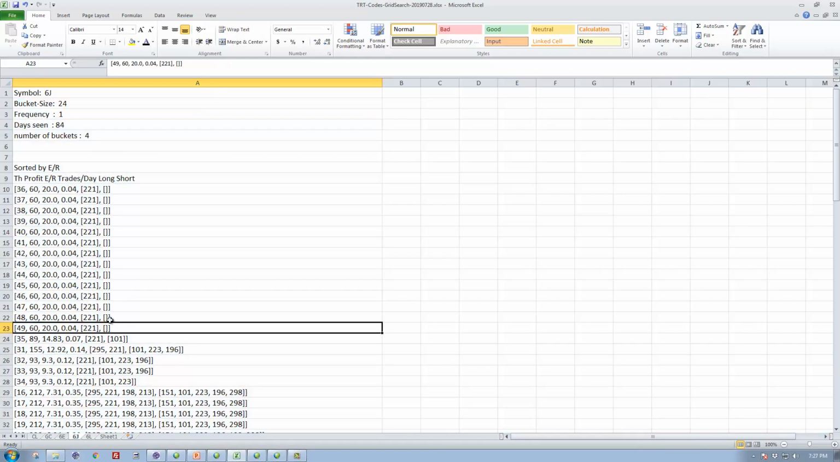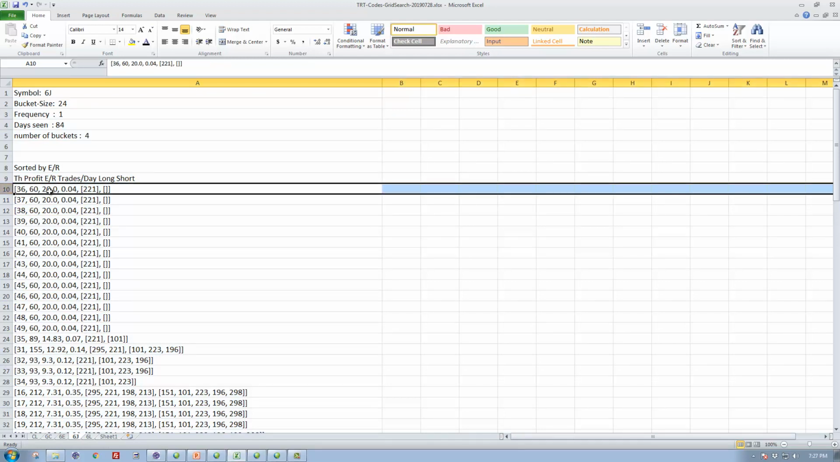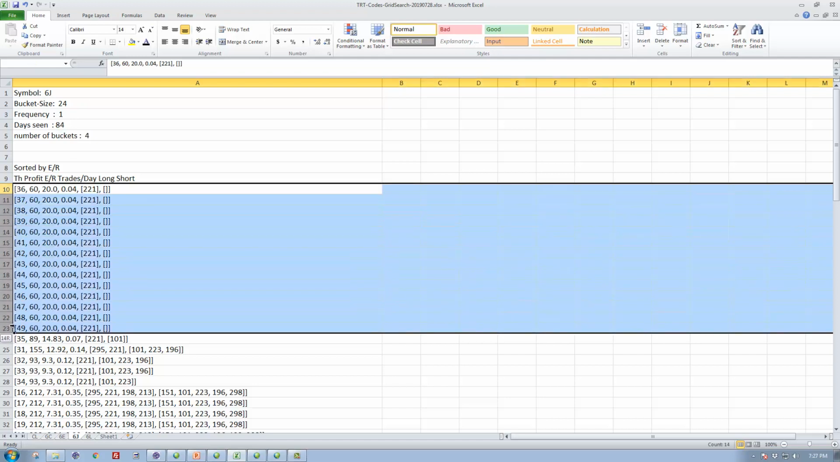The yen. You have a group here with a 20 ER. Profit is 60. Now 60 is the target in our simulation. So what that means is you had this code, this 221 long. You had one trade or three trades actually. One trade that hit the target, and then two that scratched. But look at the trades per day. It's 0.04. It's basically you're never taking a trade across 84 trading days. So this is just not enough trades.